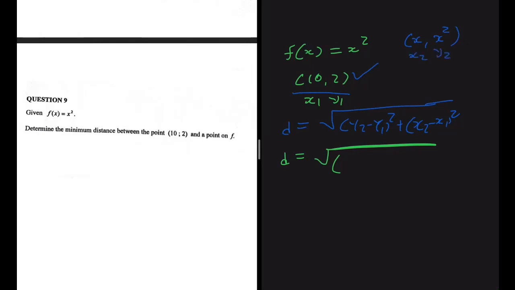So if we substitute this in our function, we're gonna get (x squared minus y1, which is 2), and then we square everything, plus x2. x2 is x, and then minus x1, which is 10, and then we square everything, right? If you've been watching my videos, you know fully well that I don't like square roots, fractions, and all that, right? So I'm just going to square both sides so that I don't have to deal with the square root. If I do that, I'm gonna get the distance squared being equals to (x squared minus 2) squared plus (x minus 10) squared, right? So now you can see that it's much easier to digest, right?